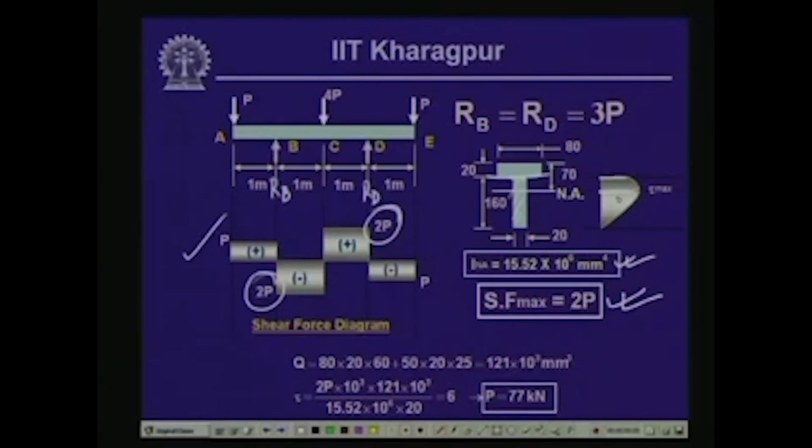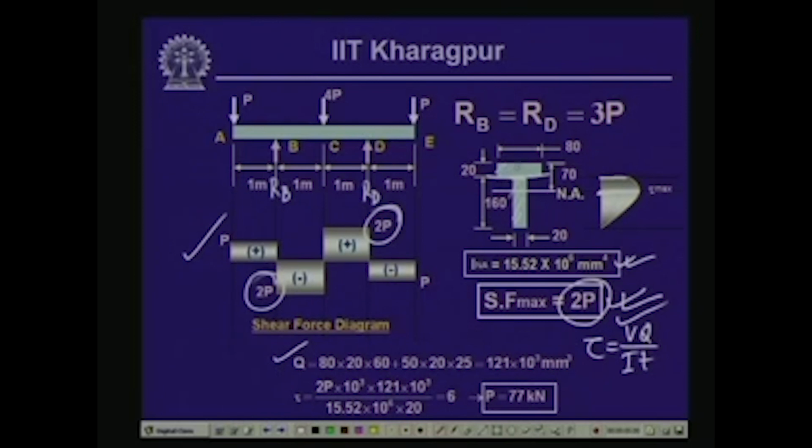So, if we compute the value of the maximum shearing stress at the neutral axis, then again from tau equals V q by I t, V is known now, which is 2P, and q is equal to A y bar, which is above this neutral axis, and this is what is q.